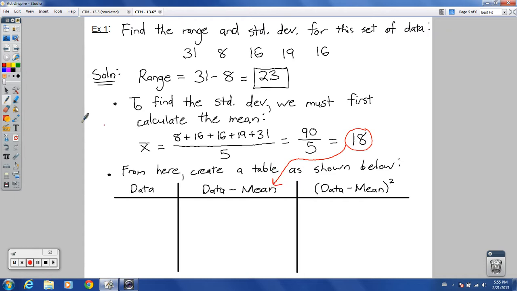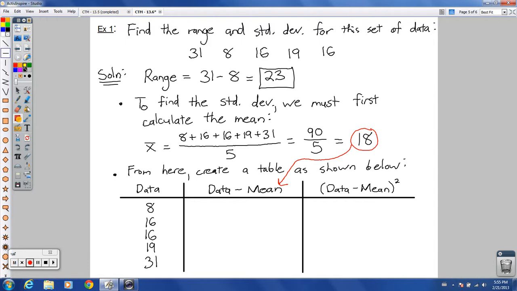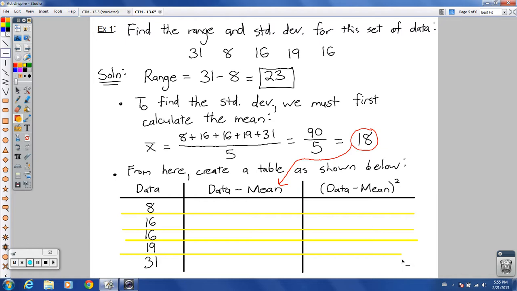We calculated the mean value. The data values, I've got them all right here. I put them in order. And so I'm going to put them in order right down here too. 19 and 31. And you've got the blue lines on your paper just to make it as clear as I can. I'll add some yellow lines in here so you can see how it lines up.